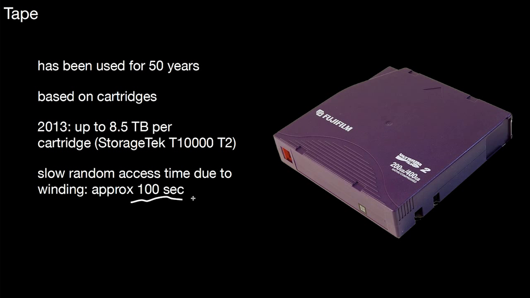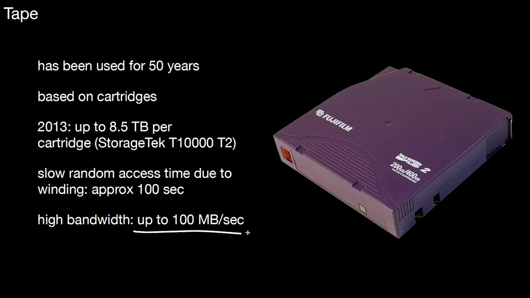forget about it. On the other hand, it has a relatively high bandwidth, so it has up to 100 megabytes per second, and this is comparable to a hard disk. There are hard disks out there that are even slower, but usually an average bandwidth for a hard disk these days is very similar to this number, 100 megabytes per second. So in summary, tape is good for archival and backup storage.